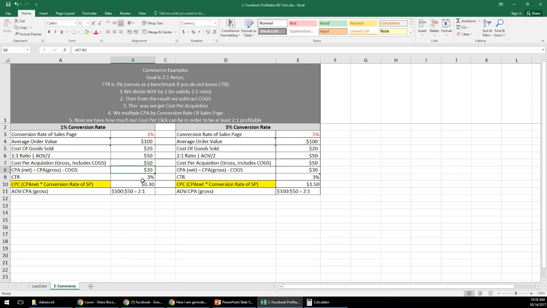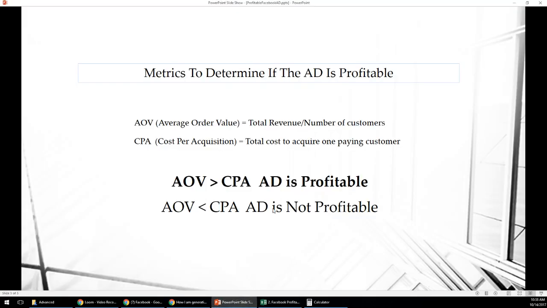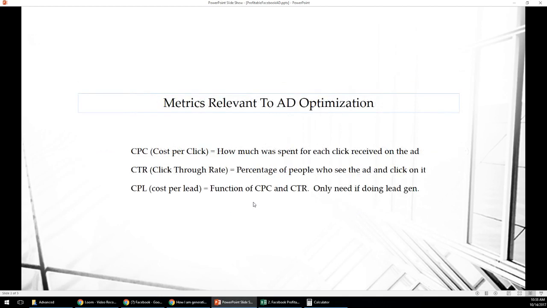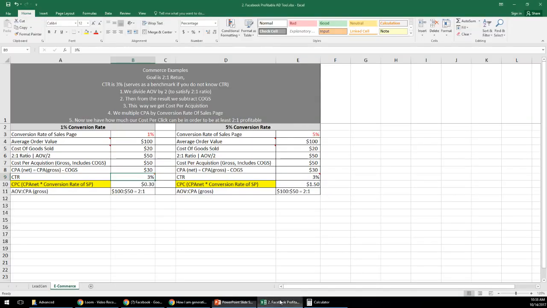Well, 3% is a click-through ratio. And if you remember, the click-through ratio is the percentage of people who see the ad and click on it. When it comes to selling products, the industry standard is actually 3%. So when you're selling a product and somebody sees your ad, 3% of those people will click on your ad and go to your landing page. Okay, so click-through ratio is 3%.